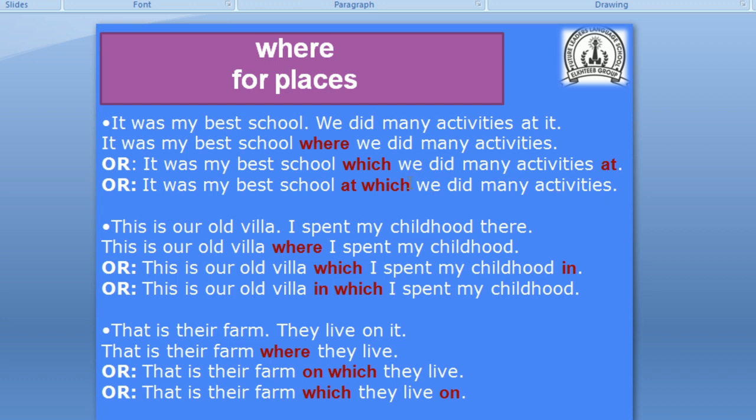As I told you, it's preferable to use the preposition at the end of the sentence because abroad they call that poor structure. I'm giving you 1 minute to read the other two examples.